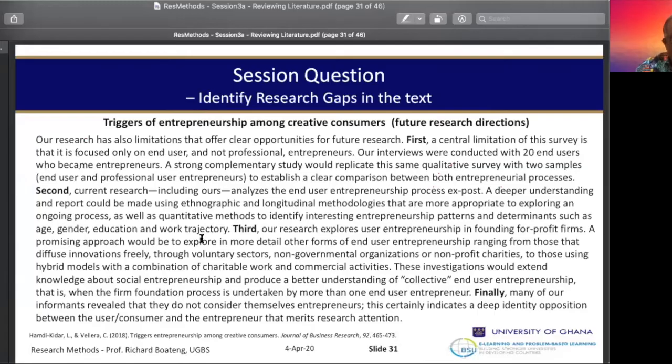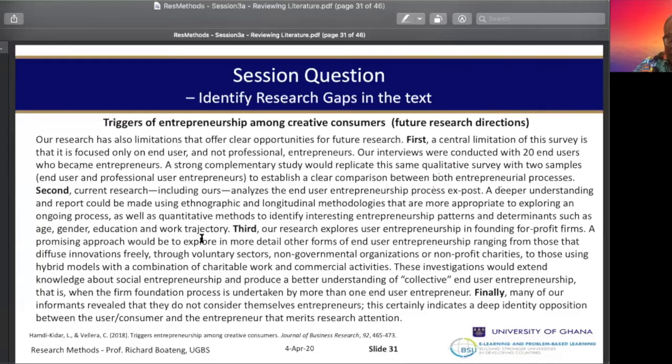Finally, many of our informants reveal that they do not consider themselves entrepreneurs. This certainly indicates a deep identity opposition between consumer and entrepreneur that merits research attention. What is he trying to say? He said that the people they interviewed, even though they are now entrepreneurs, don't see themselves as entrepreneurs. They still see themselves as consumers who are just doing things for themselves. That is an identity issue.